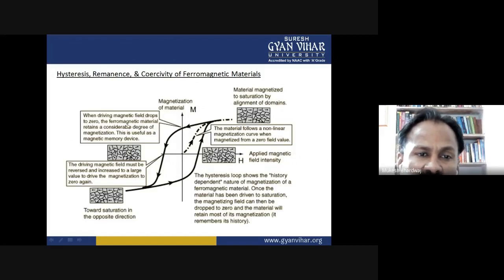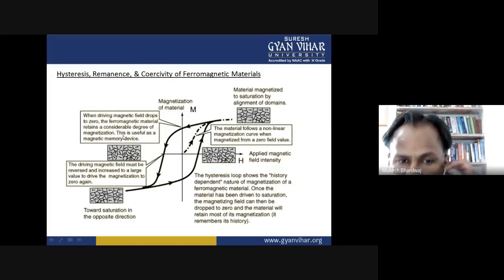When the driving magnetic field drops to zero, if I'm just talking about this point, the ferromagnetic material retains a considerable degree of magnetization. This is useful as a magnetic memory device.